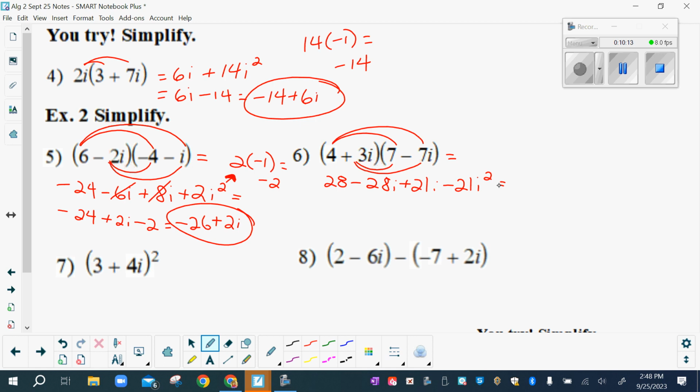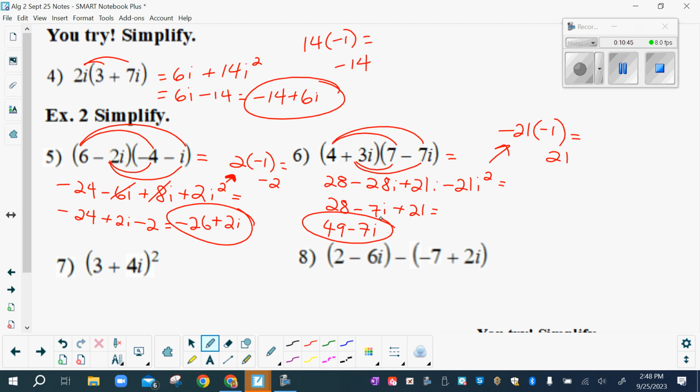So now we're going to simplify this. -21i squared. So it'd be -21 times -1. What would that give us, Nate? 21. So we have 28. And then we have a total of -7i plus 21. So Nate, what would that add up to? That would be 49 minus 7. Yes. Good. So that's in standard form.